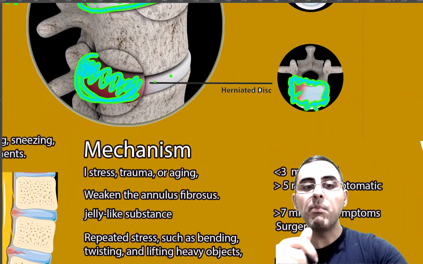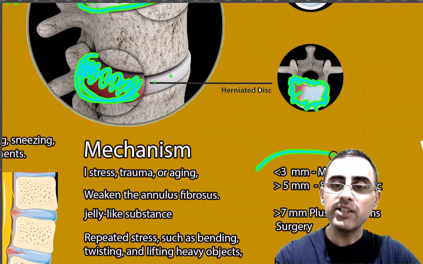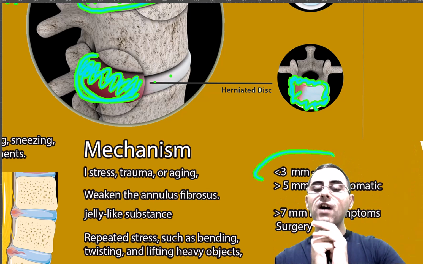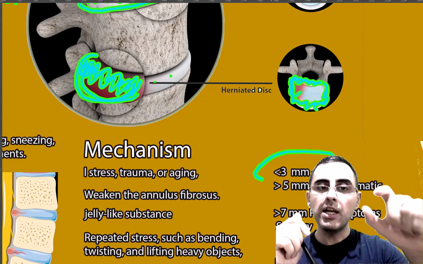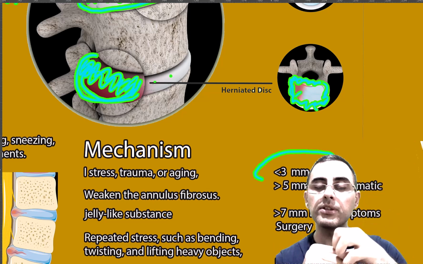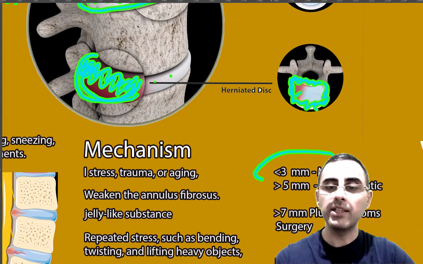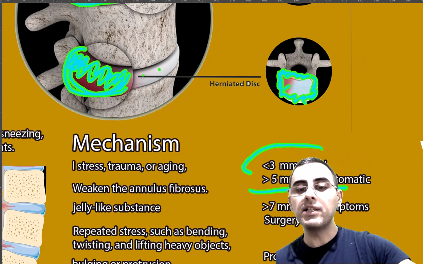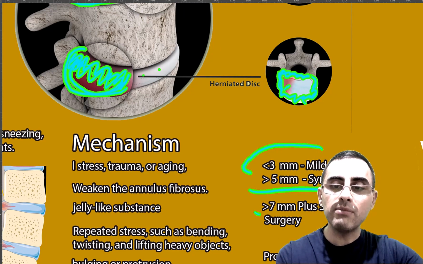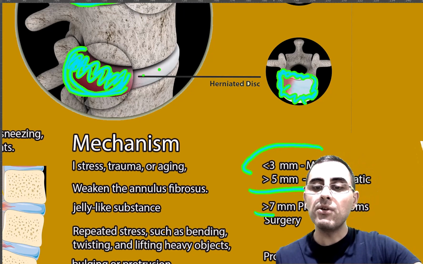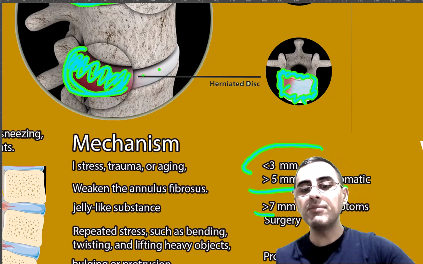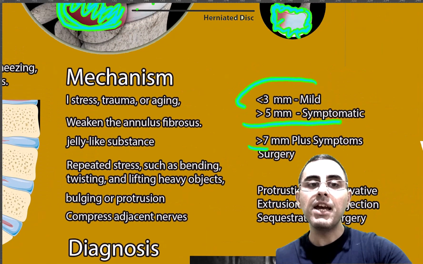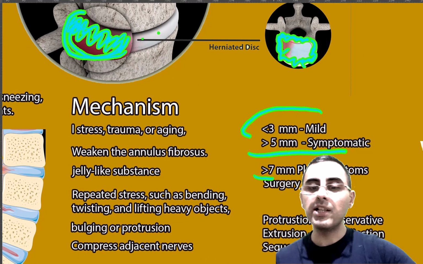And this bulging, if less than 3 millimeters, symptoms may not occur at all. So many of us already have this protrusion. This bulging is called protrusion, but no symptoms, asymptomatic. If this bulging is more than 5 millimeters, symptoms usually occur. If it's more than 7 millimeters, it's already a serious condition, and sometimes surgery is needed because conservative treatment is not enough. We have several types of this bulging.